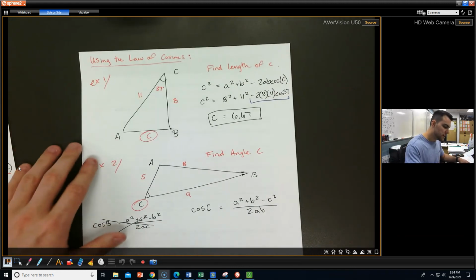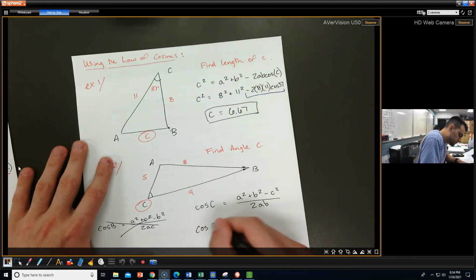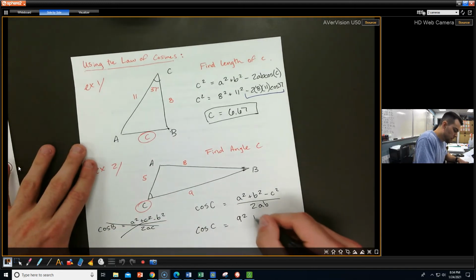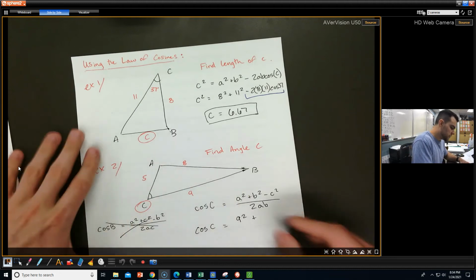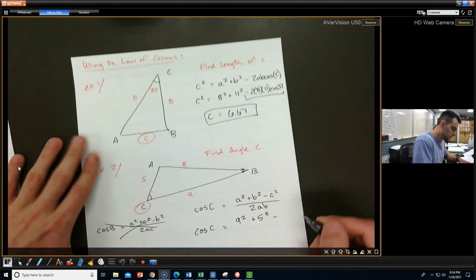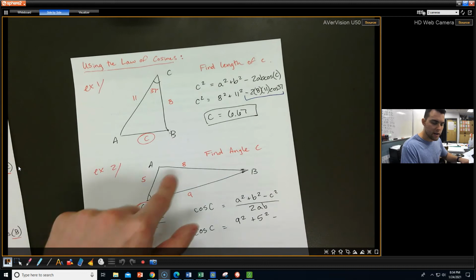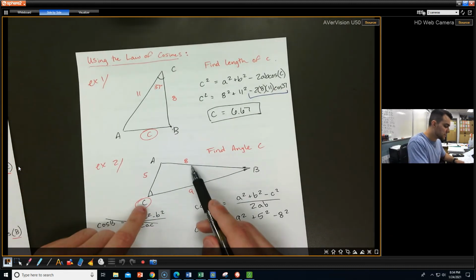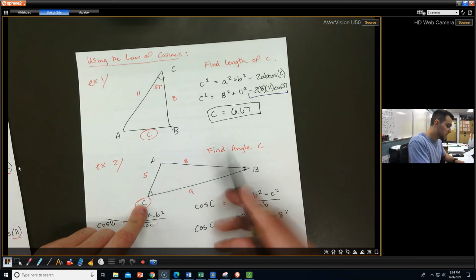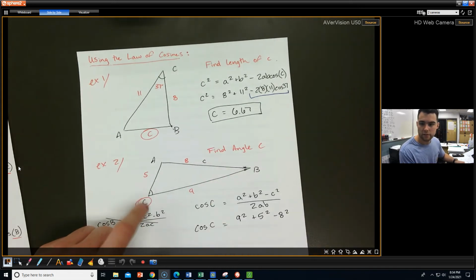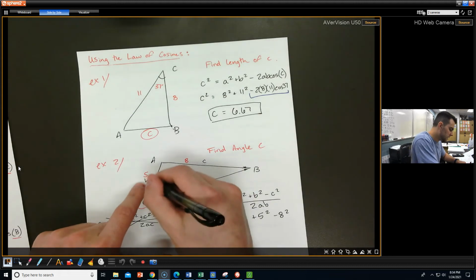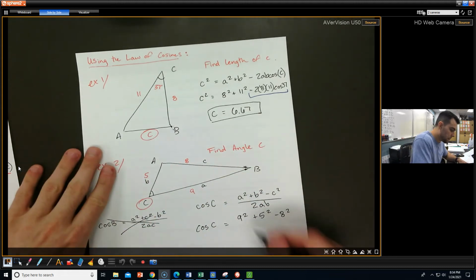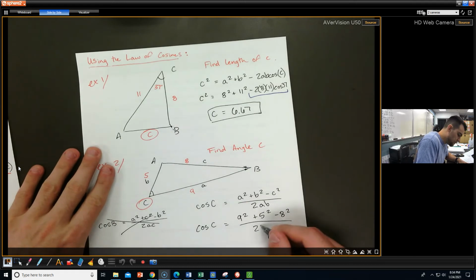So let's plug some stuff in. Cosine C is equal to A squared is 9 plus B squared is 5 squared minus, and make sure you're associating the opposites. Right? So if I'm talking about side length C, I know this is side length C because it's right across from the angle C. I know this is side length B, I know this is side length A, and so forth. Okay? Just when I'm doing that.